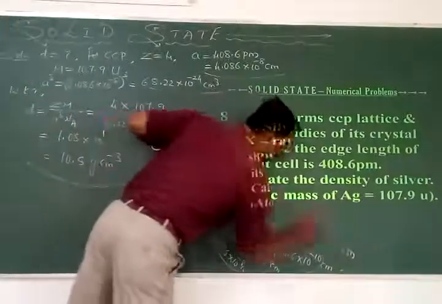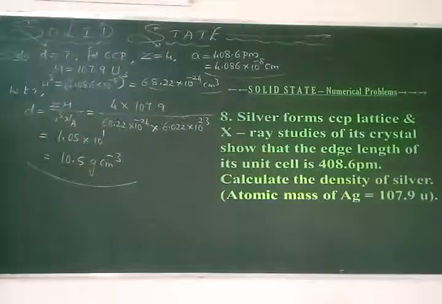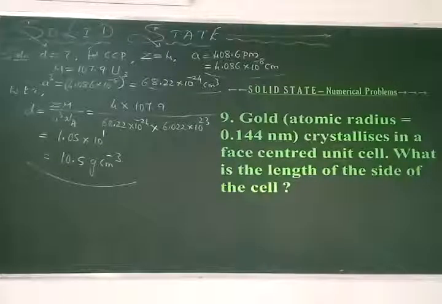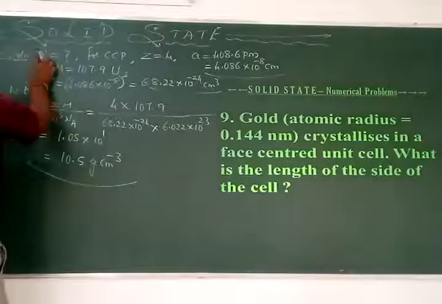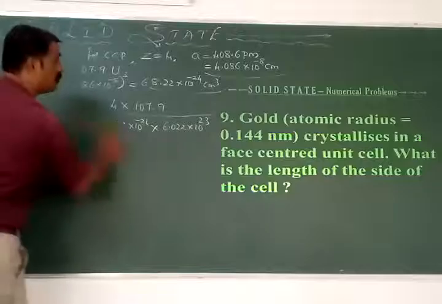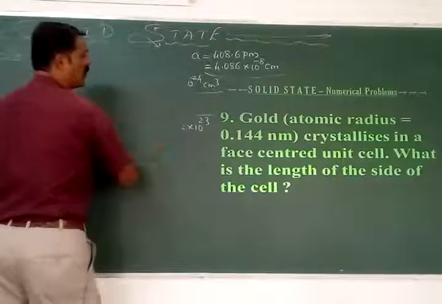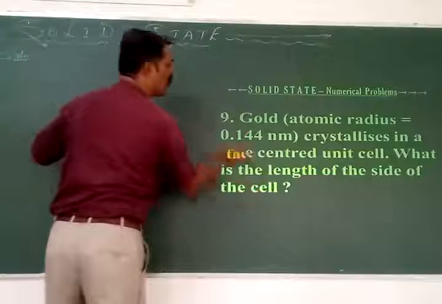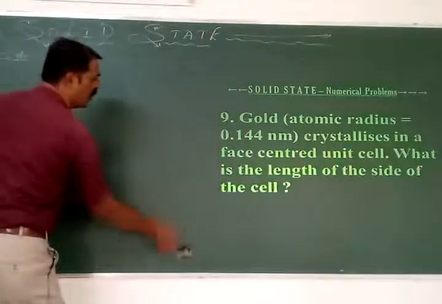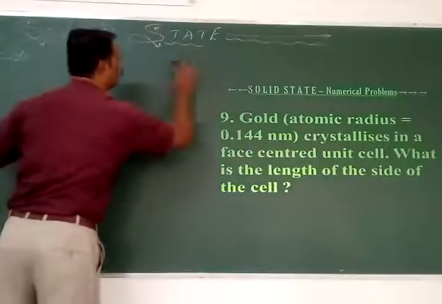Let's have the ninth. Gold atomic radius is given. How much is it? 0.144 in terms of nanometer. It crystallizes in a face-centered cubic unit cell. Crystallizes in what? Face-centered cubic unit cell. What is the length of the side of the cell? What is the length of that particular side here?